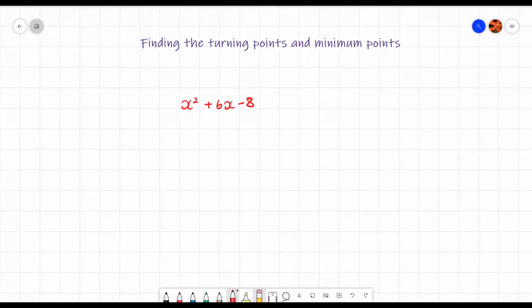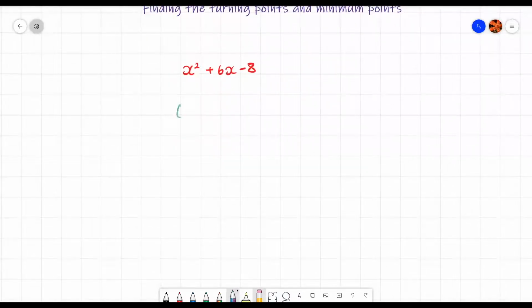Okay, so here I have got x squared plus 6x minus 8. We need to complete the square on this, and this is how we do it. I'm going to write x in a bracket here, and then we halve this coefficient, the number in front of the x, which is 6. So half of positive 6 is positive 3. Then we subtract whatever this number is, 3 squared, and then you bring the minus 8 back down.